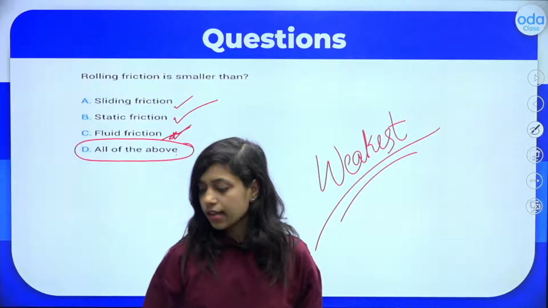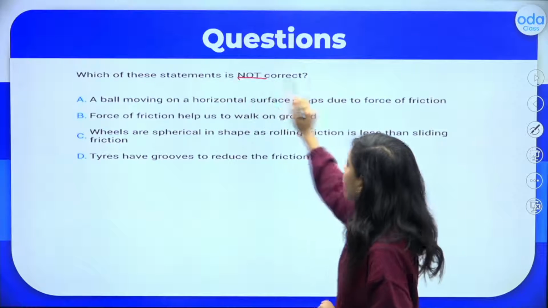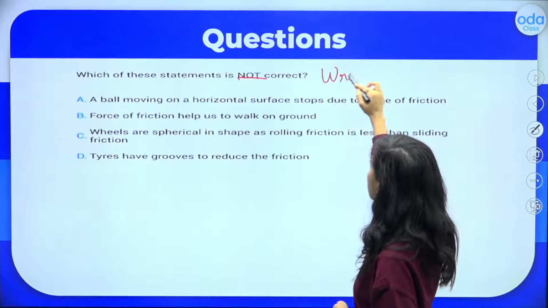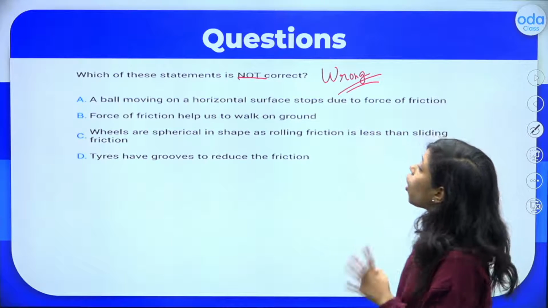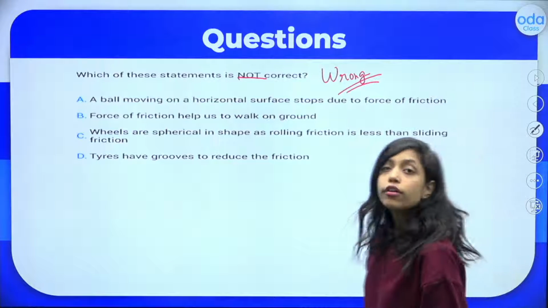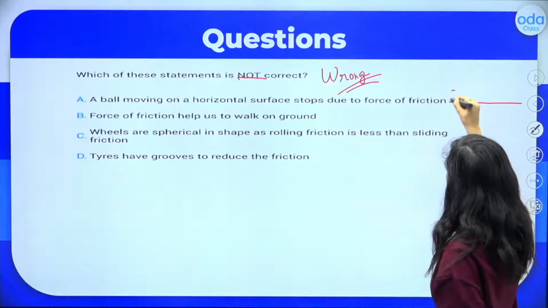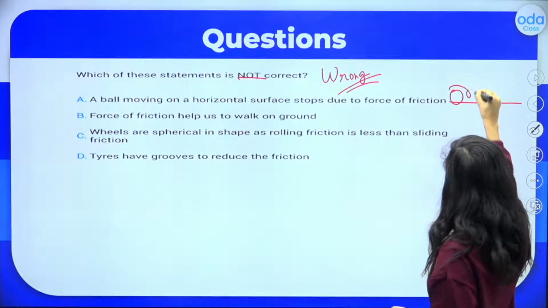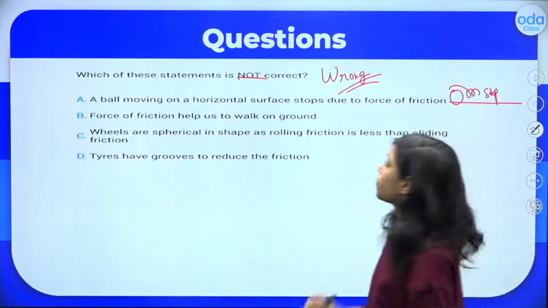That's great. Let us answer one more question. Which of these statements is not correct? That means which one is the wrong statement here? Let us read all the statements. A ball moving on a horizontal surface stops due to force of friction. That means there is a horizontal surface, a ball will be there. After some time, it will stop. This is because of friction.